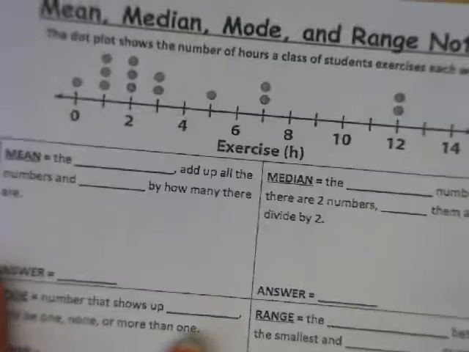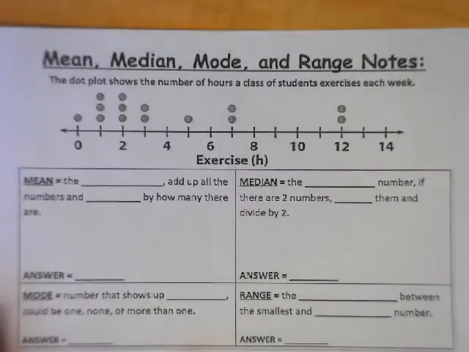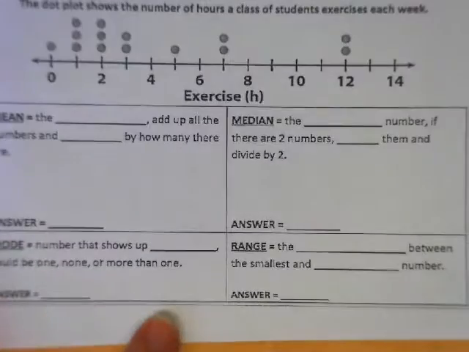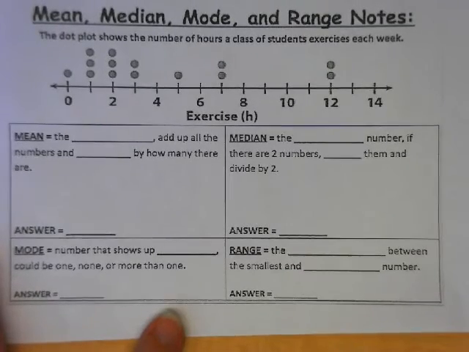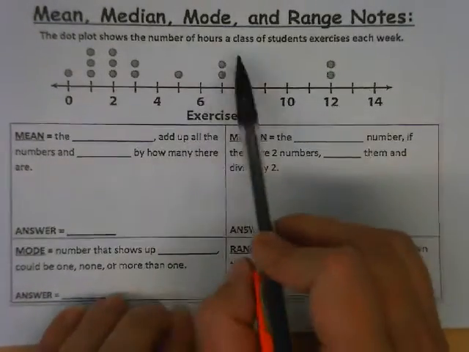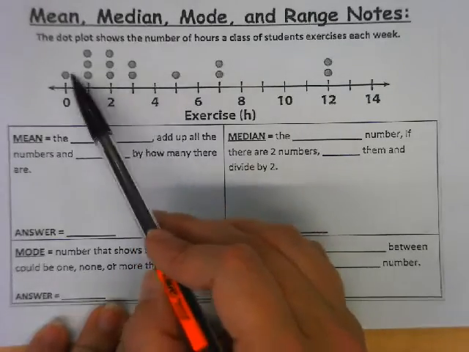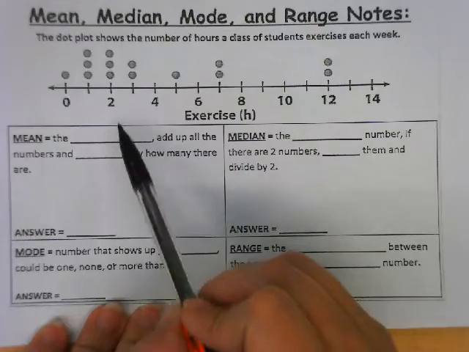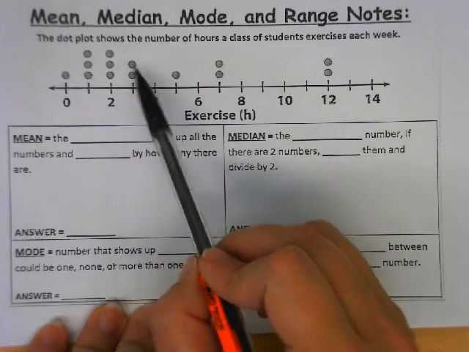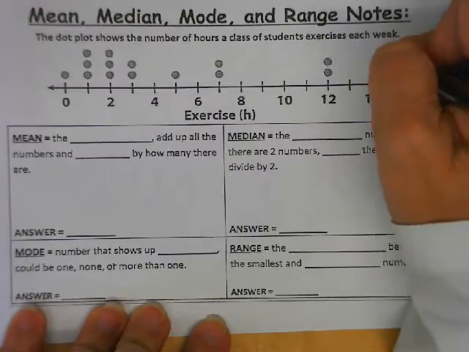So now let's look at a practice with an actual graph that we talked about on Friday. Yeah, good job. This is a dot plot. Remember, it could be dots, it can be X's. The dot plot shows the number of hours a class of students exercises in a week, okay? What does each of these dots represent? A person. So how many people do we have? We have 14 people. I'm going to make a little note of that.